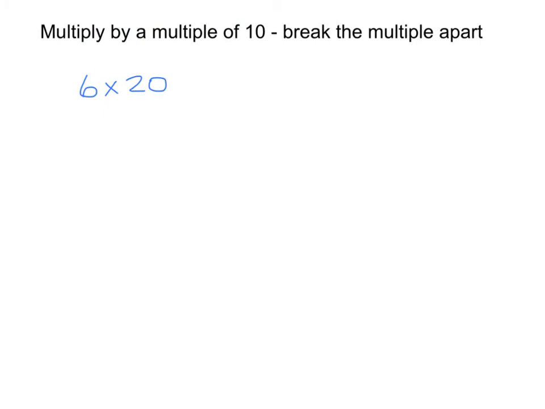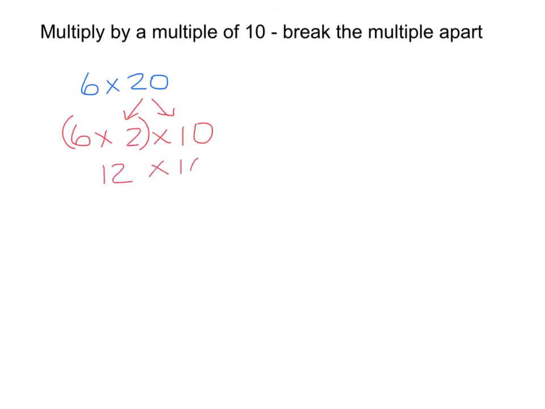To take 6 times 20, I'm going to break the 20 apart first. I'm going to make the 20 be 2 times 10. Because multiplication is associative, I can take 6 times 2 first and then take that answer times 10. So 6 times 2 is 12. 12 times 10 is 120.